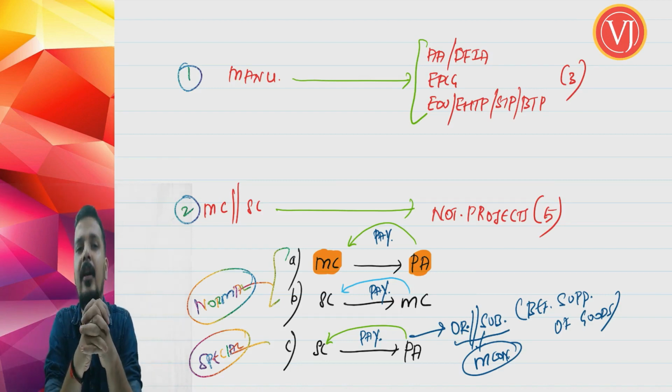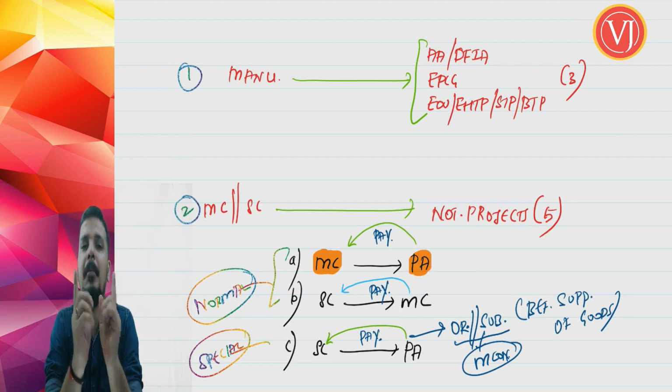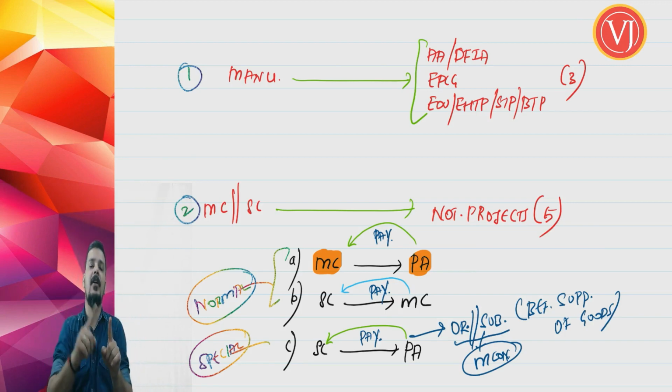Only condition is, friends, that either in the original contract or subsequently it is added in the main contract, but before supply is made, it should be added in the main contract, and it should be said that the subcontractor will directly supply goods to the project authority and the project authority will directly make the payment to the subcontractor.